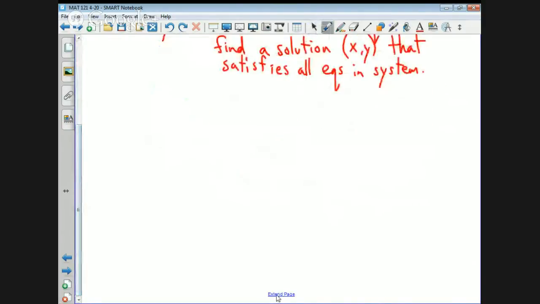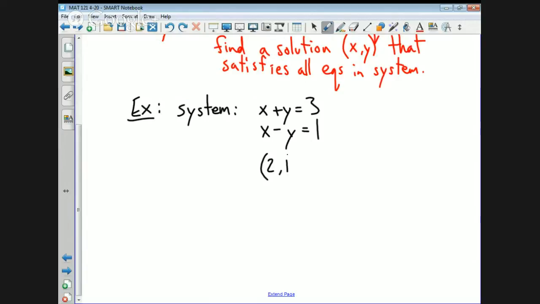So for example, maybe our system is x plus y equals 3 and x minus y equals 1. A point that would satisfy this would be 2 comma 1. If I take 2 plus 1, I get 3. If I do 2 minus 1, I get 1. So this point here, 2, 1, will be the solution for the system.